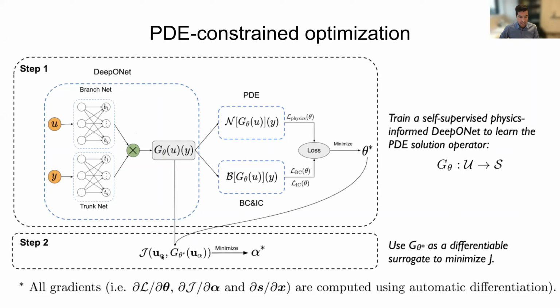We can optimize any parameters alpha that parameterize our controllers very cheaply and very fast, because now we have this differentiable surrogate that we can plug into the evaluation of our cost functional and then use gradient-based optimization to obtain some locally optimal configuration for the controller. Notice here that all the gradients of the DeepONet loss with respect to its parameters, the gradients of the cost functional with respect to the control parameters, or even the gradients of the state with respect to space and time coordinates are all computed through automatic differentiation. So, all right, this is just an overview of the idea.